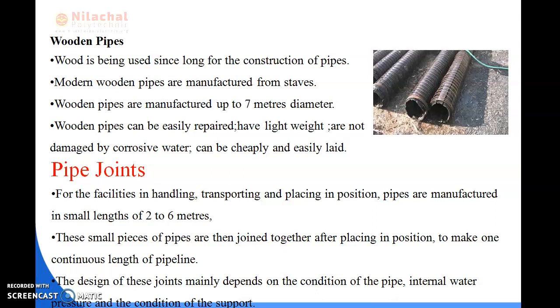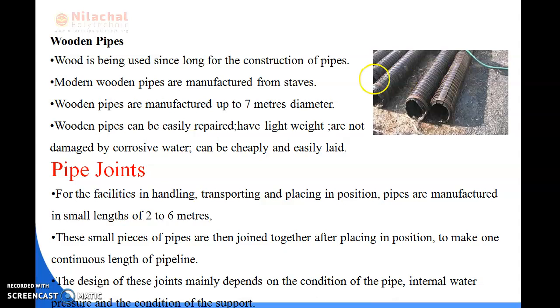They can be easily repaired, have light weight, and cannot be damaged by corrosive water. So these are the types of pipes. Now we'll be reading about pipe joints. We have already seen the pipe joints.